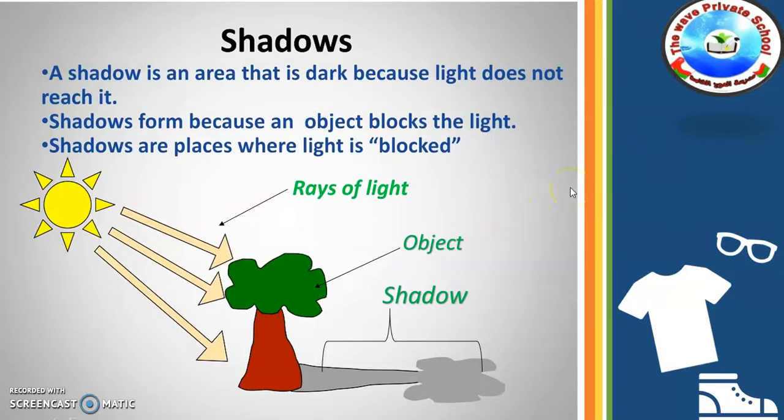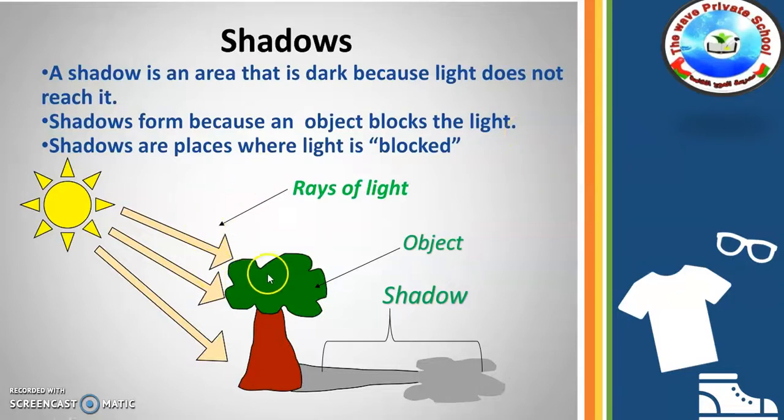So let us go over the first video. We talked there about shadows. A shadow is an area that is dark because light does not reach it. Shadows form because an object blocks the light. Shadows are places where light is blocked.